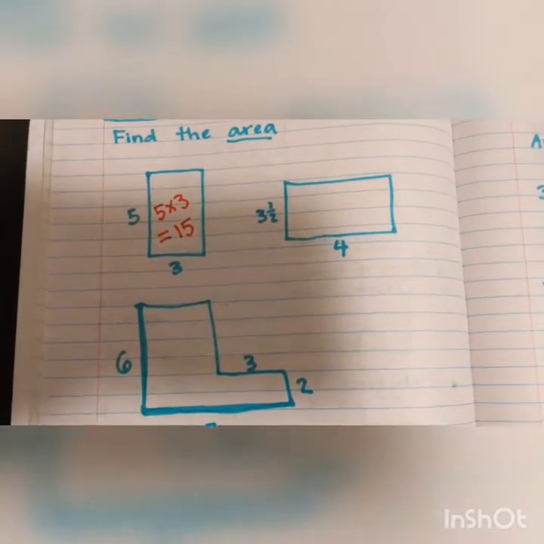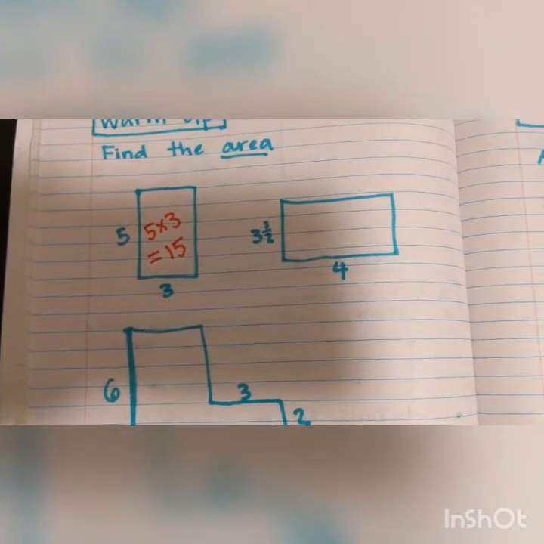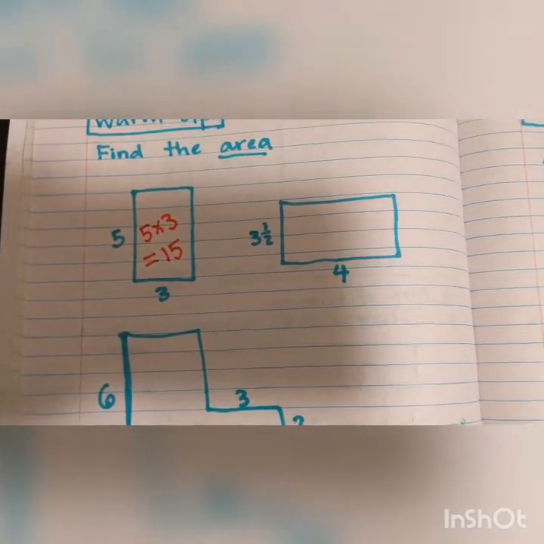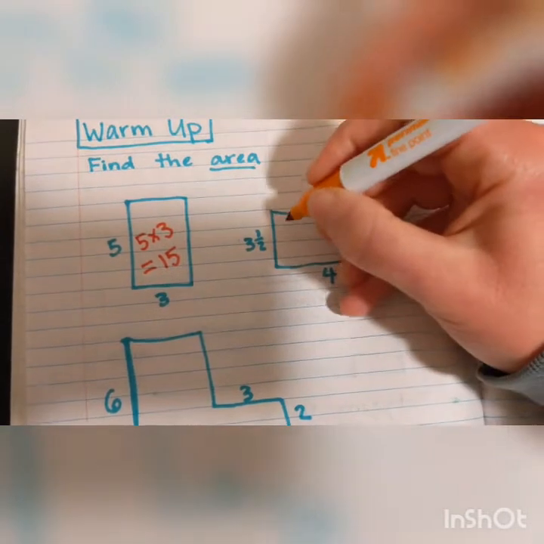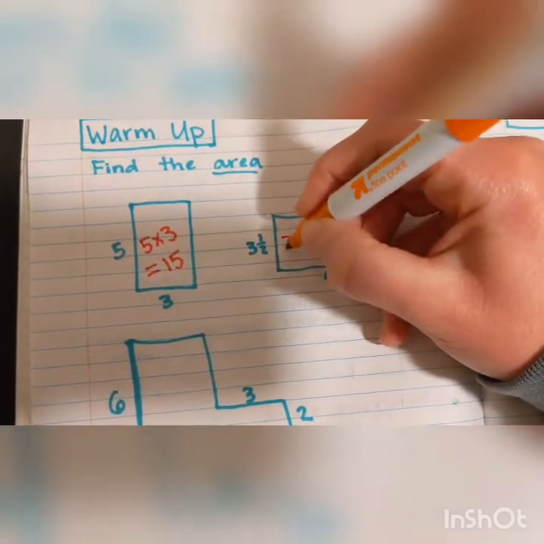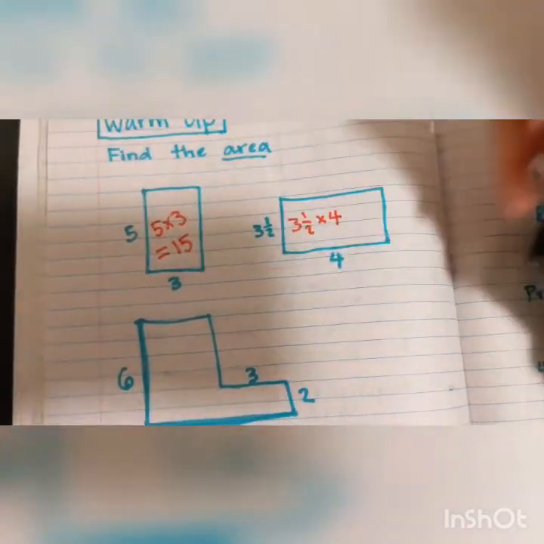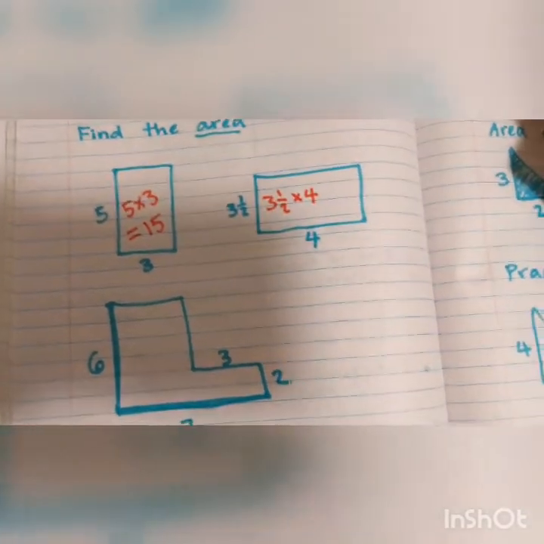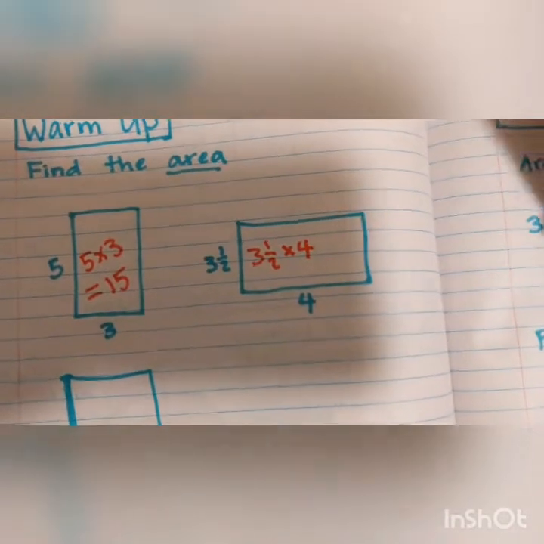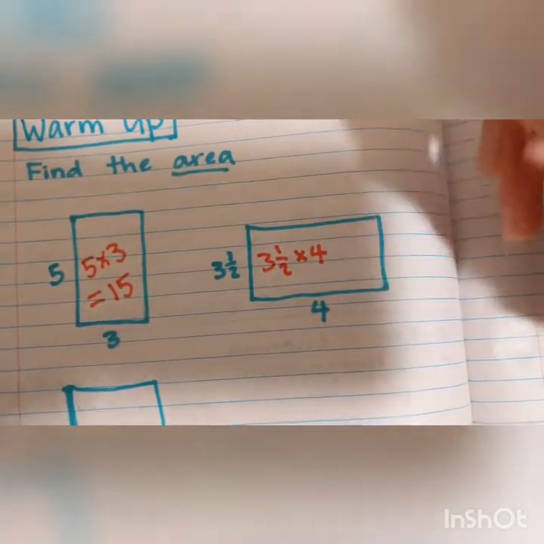On the next one, it's a little bit more complicated with the numbers. We have 3.5 and 4. So again, we're going to multiply 3.5 times 4. There's a few different ways that we can do this. You can actually change this into an improper fraction.